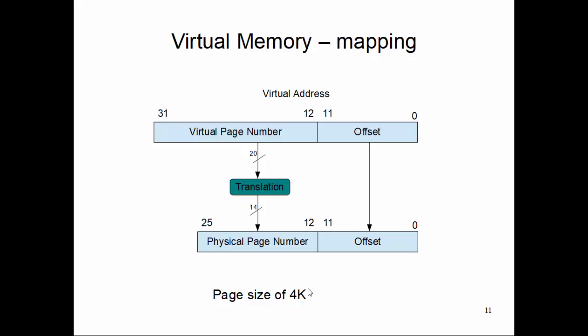So here our page size is 4K, and through the translation table, the remaining 20 bits are changed to a 14-bit physical page number, and the entire 26 bits constitute my main memory address. If your main memory supports 32 bits, we can say a similar thing, where the only translation is from 20 bits to 20 bits, unlike here in this example, where it is a 20-bit to 14-bit translation.